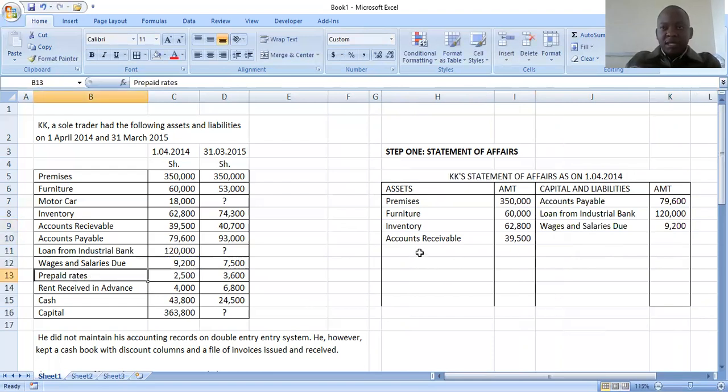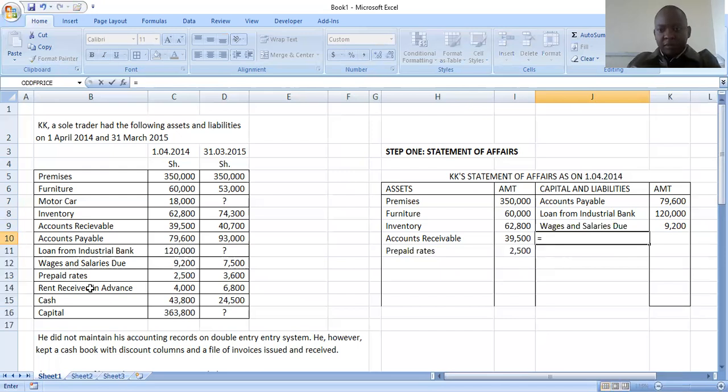Then we have prepaid rates. These are expenses that have been prepaid, so they are treated as current assets. We have them on the current asset side of the statement of affairs, and the amount of prepaid rates is 2,500. Then we have rent received in advance. This is an income received in advance. Incomes received in advance are treated as current liabilities, therefore we have this on the liability side of the statement of affairs. The amount is 4,000.